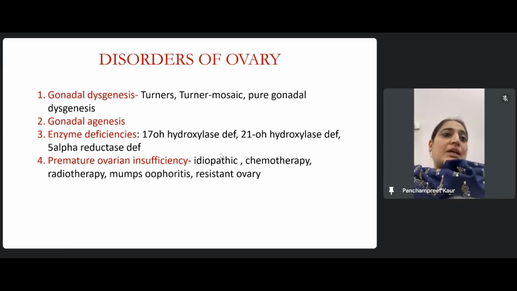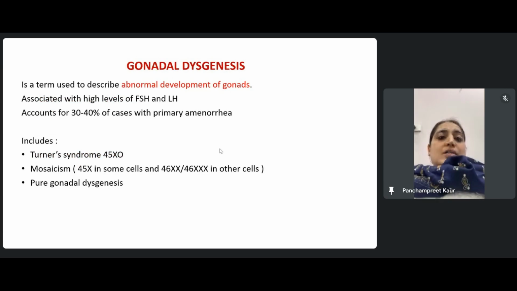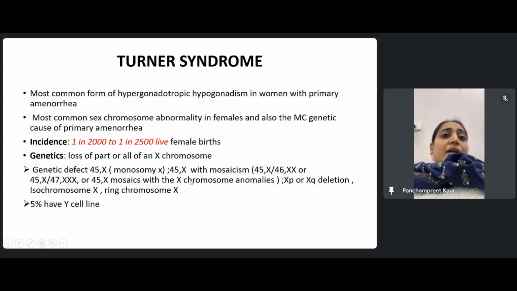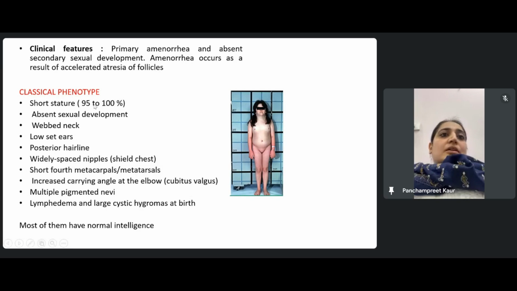Obviously, chemotherapy and radiotherapy can cause secondary amenorrhea. Gonadal dysgenesis is abnormal development of gonads, and as said, it is associated with high levels of FSH and LH. It includes Turner syndrome 45XO and pure gonadal dysgenesis. It can present as a mosaicism also, and 5% have a Y cell line. So this is a girl, and it is clearly depicted she has Turner syndrome. She has short stature, absent sexual development, a webbed neck, low set ears, a posterior hairline, widely spaced nipples. There can be a short fourth metacarpal or metatarsal, increased carrying angle.